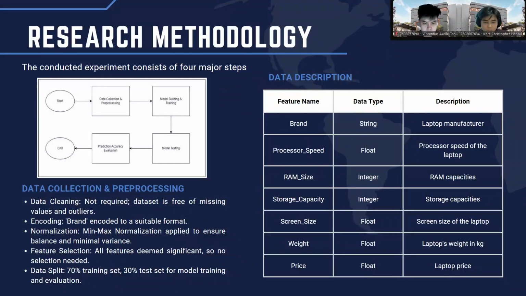The features include brand, a string representing the laptop manufacturer; processor speed, a float representing the processor speed of the laptop; RAM size, an integer denoting the RAM capacity; storage capacity, an integer indicating the storage capacity; screen size, a float representing the screen size; weight, a float indicating the weight of the laptop; and price, the target variable represented as a float denoting the price of the laptop.